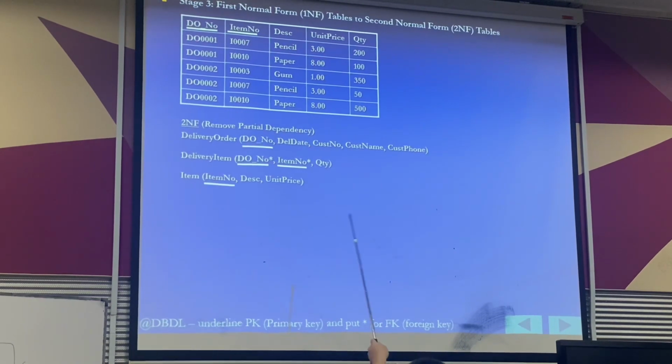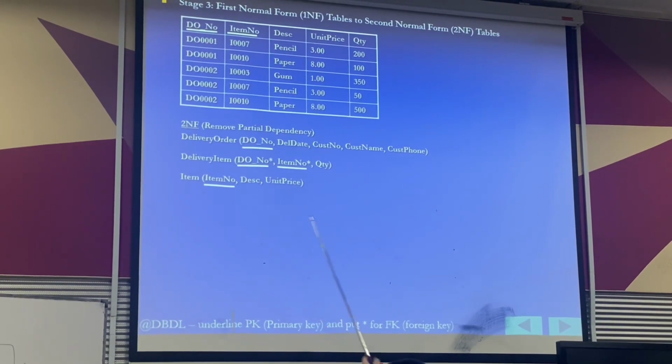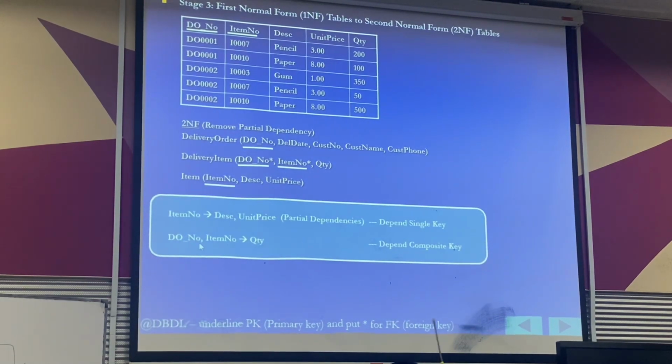Can you see? Unit description, unit price to item. So quantity needs both, based on both. So it's another table. Okay? So then you need to write this. Item number to description, unit price, partial dependency. So this one you need to write in the exam.